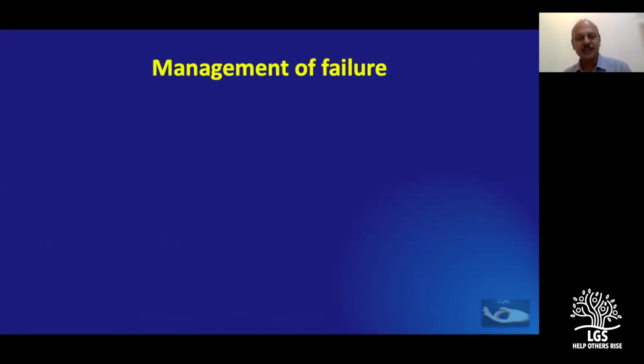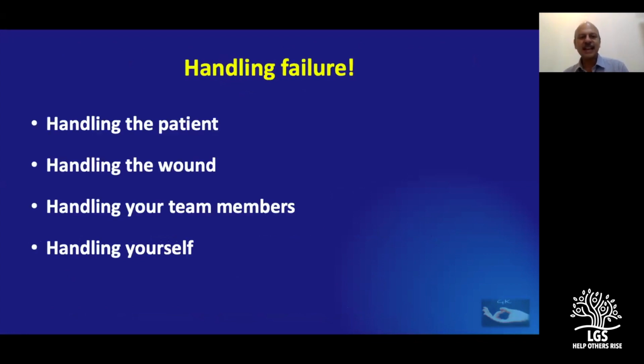Management of failure. This is the last. Handling failure. There are 4 things you need to handle when you have had a replantation and you have had a failure. First, you have to handle the patient. He's the most important part of our entire work. He must be handled first. Then you handle the wound. If it is failed, you need to take it off. When you take it off, there is a wound there. That has to be handled. Then you have to handle your team members. And lastly, you have to handle yourself.